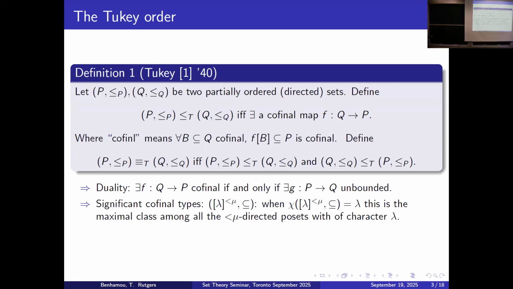In one direction you don't need any assumption. If P is Tukey above that, then you take any unbounded map from this to this, and the p_alpha are just going to be the image of the singletons. And then you can check that this holds.